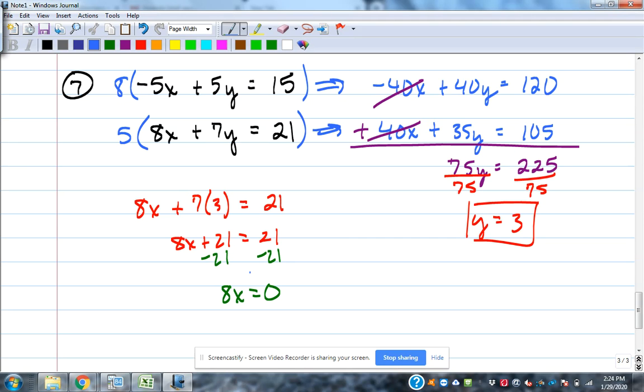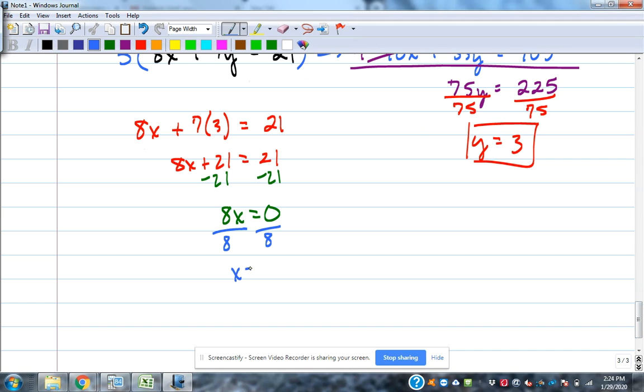Well, it's got an x with it, so is x by itself yet? No. What's 0 divided by anything? 0. So we do get an answer there. The only time you're going to worry about true or not true is if the variable completely goes away, if it cancels out completely. Here, the variable is still in there, so we know we got an answer coming out of it. So the ordered pair would be 0, 3.